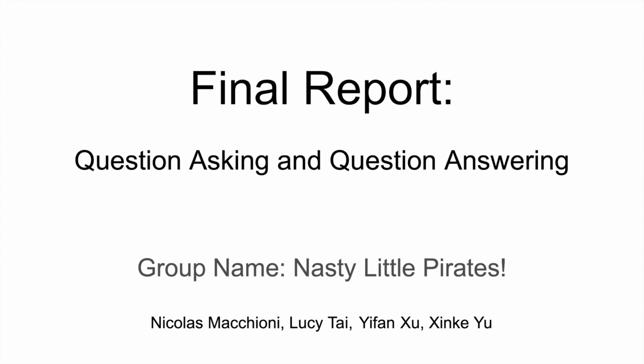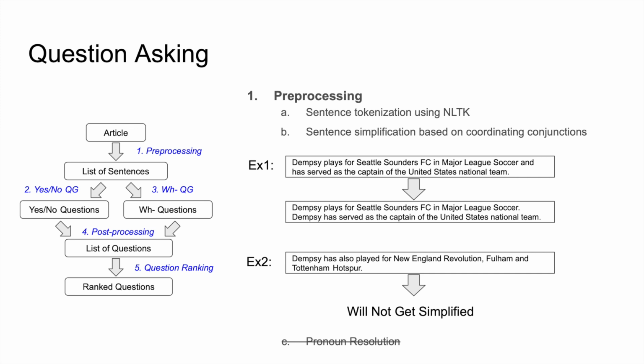In this video, we will go over the details of our question generation and question answering system. This is our pipeline for question generation. Given an article, we first use NLTK to split it into sentences. We then identify the coordinating conjunctions in each sentence using spaCy dependency tags.